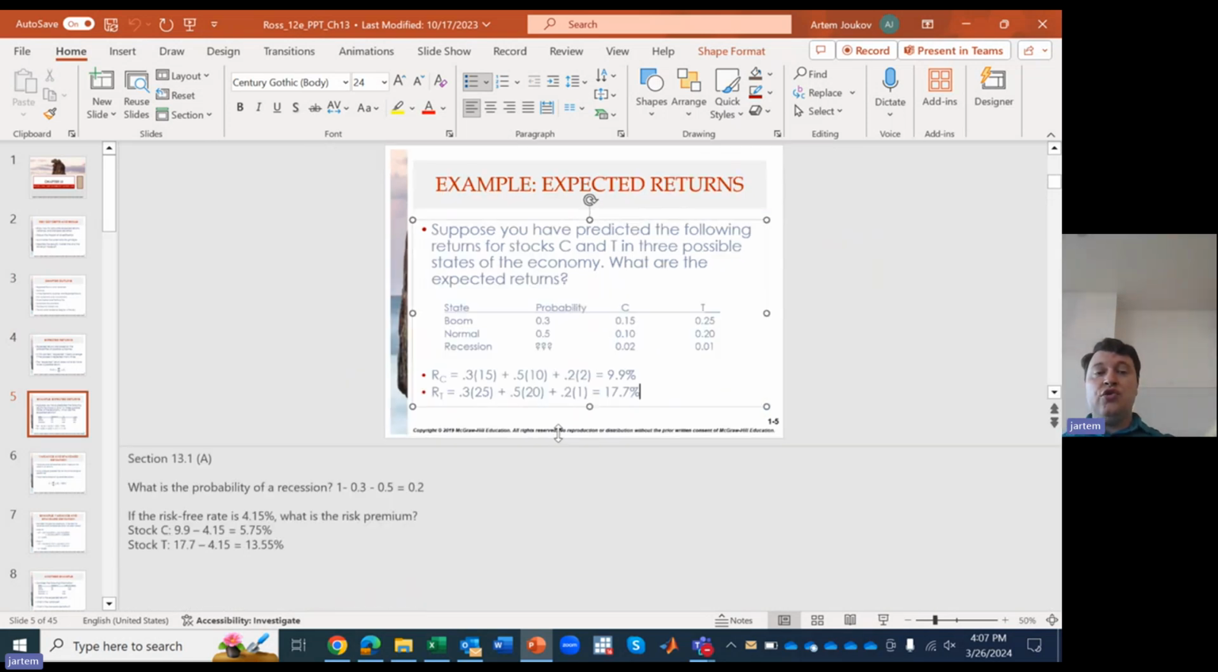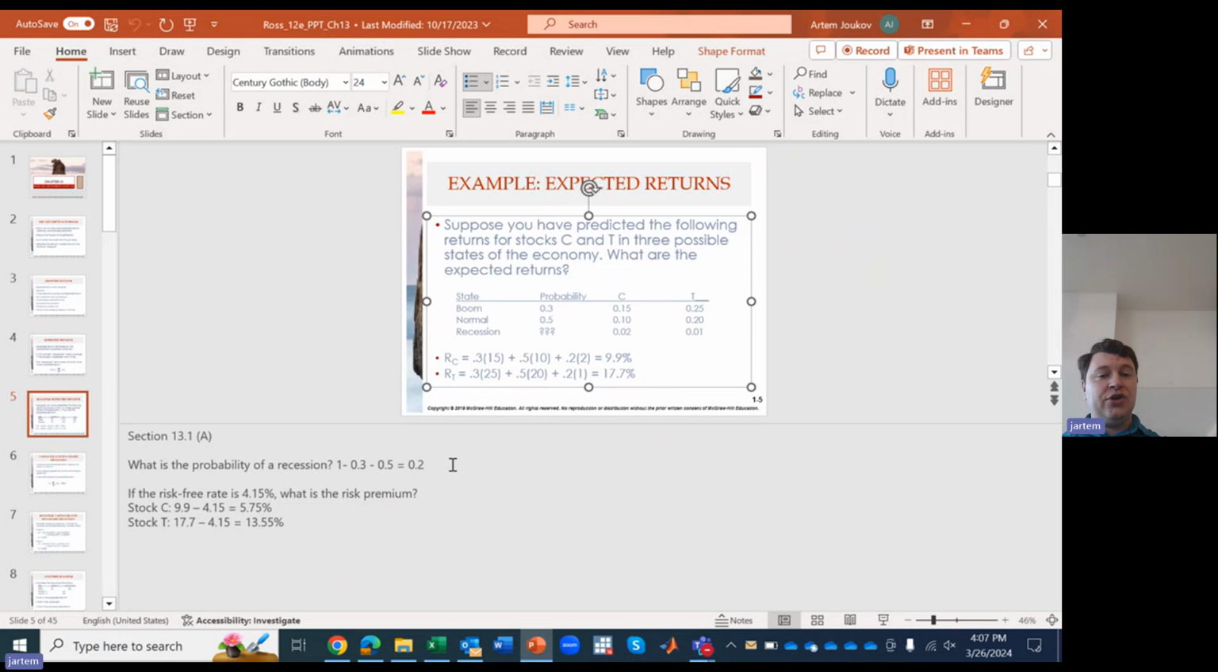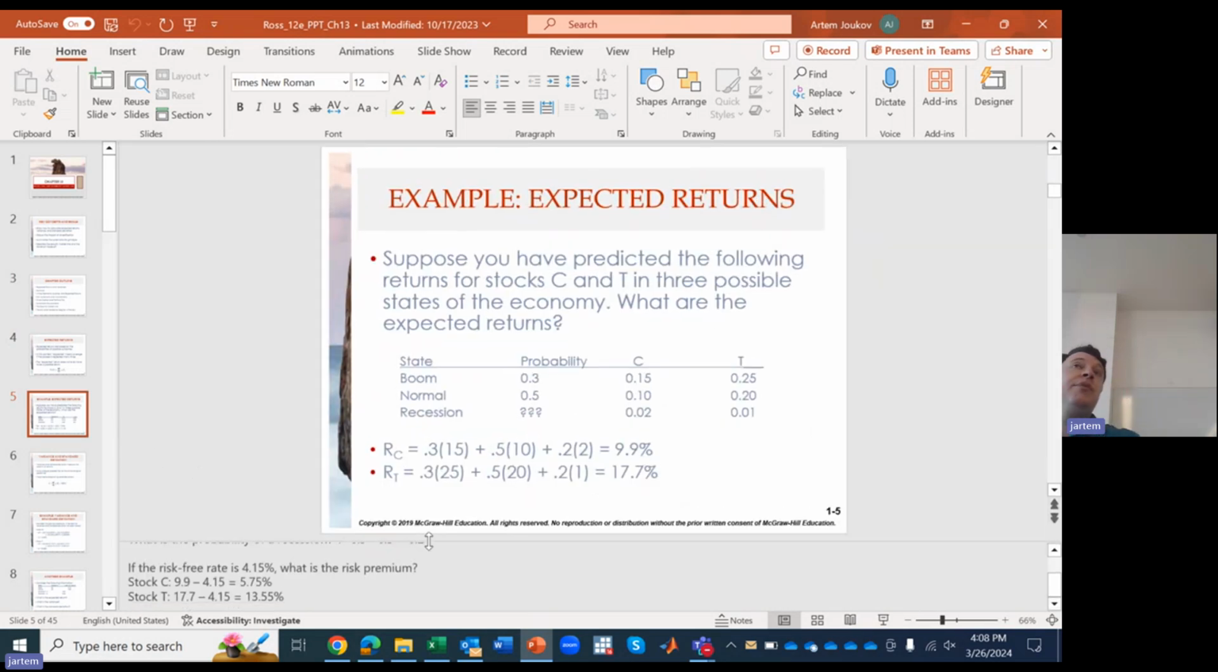Okay, now let's say you forgot how to calculate the probability of recession. You would go to the notes and you would find it. And let's say, for example, you forgot to calculate the risk premium. Let's say your risk-free rate was 4.15%. Well, again, you can go to the notes, and even though the slide doesn't ask for this, the notes show you how you would calculate the risk premium. And again, all you would do is just subtract the return rate on the risk-free asset from the return on these stocks, and that's the premium that these stocks give you for investing in them and taking that risk.